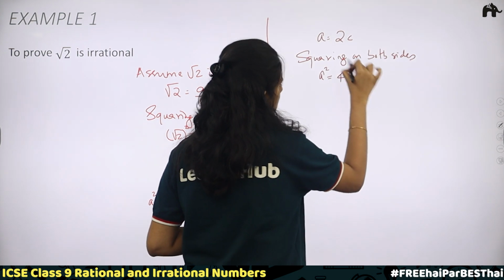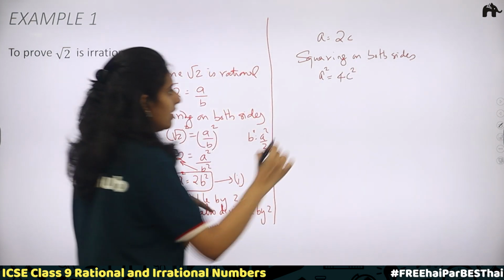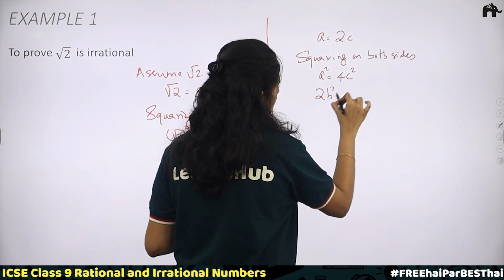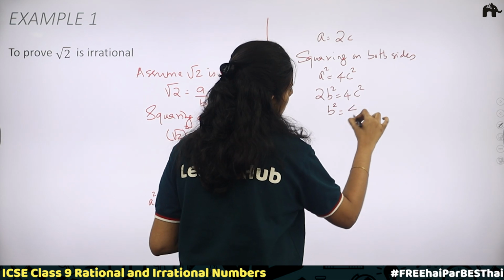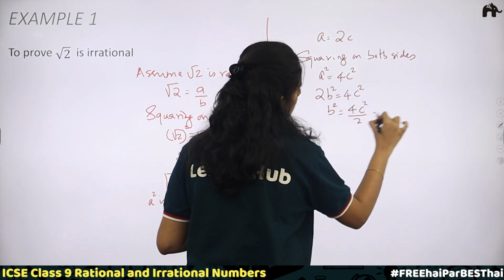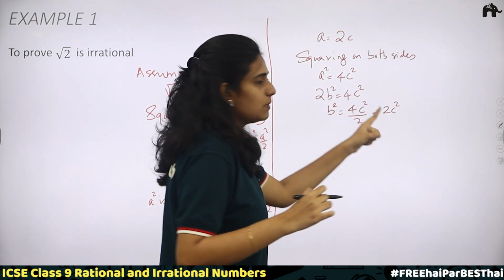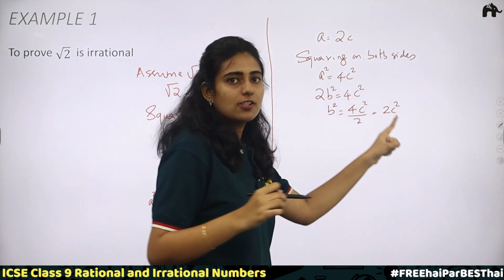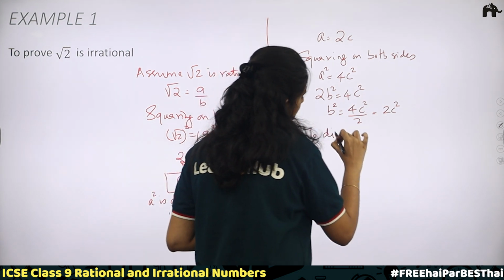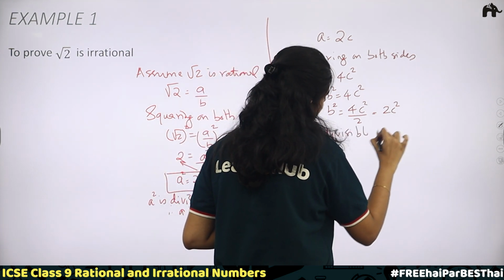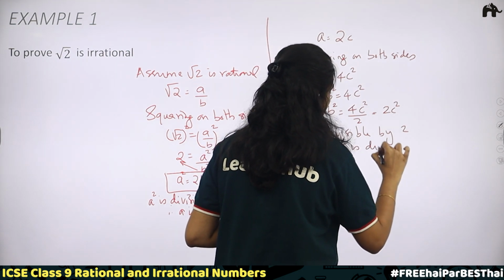which is 4c square. What is a square? We have a square is equal to 2b square. 2b square is equal to 4c square, and b square is equal to 4c square by 2, which is 2c square. What does it mean? b square is divisible by 2, and then b will also be divisible by 2. Therefore, b is divisible by 2.